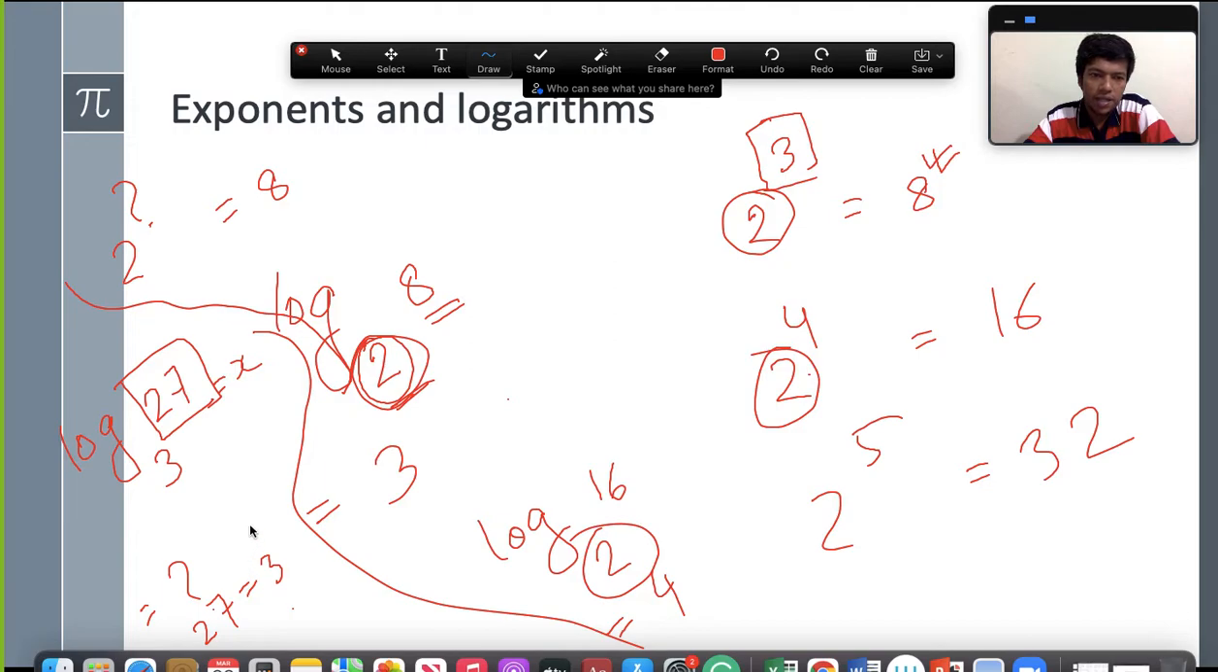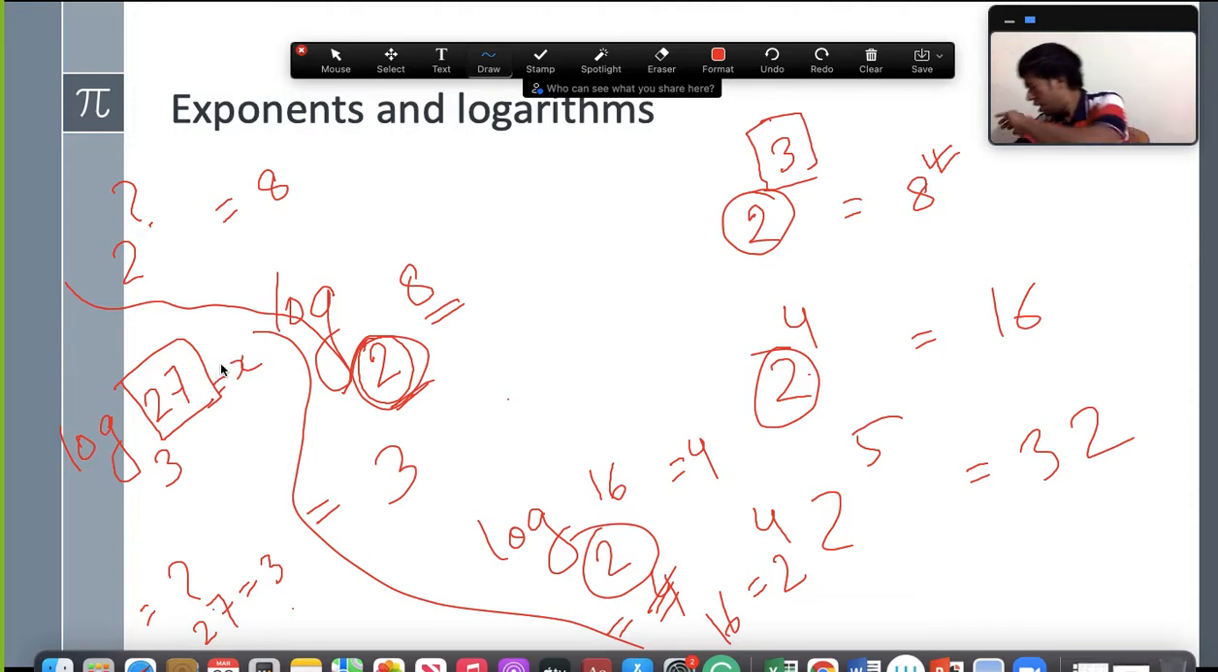Then this number here will become the power. How do we know? We know it from log base 2 of 16 equals 4. The conversion is 16 equals 2 to the power 4. So this number goes up.